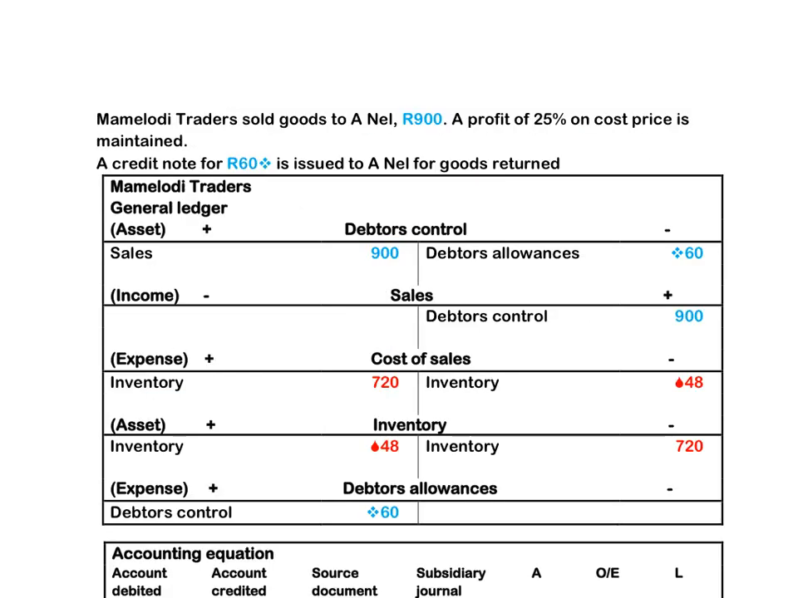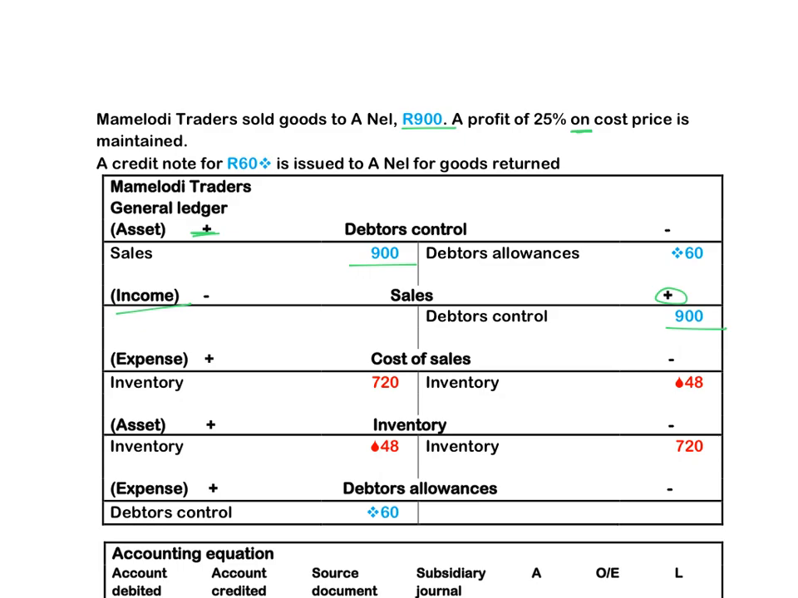Mamelodi Traders sold goods to Anou for 900 Rand. A profit of 25% on cost price is maintained. So we will first record the entry for the credit sales. The debtors, that is an asset, will increase on the debit side with 900. Sales is an income that will increase on the credit side with 900 Rand.